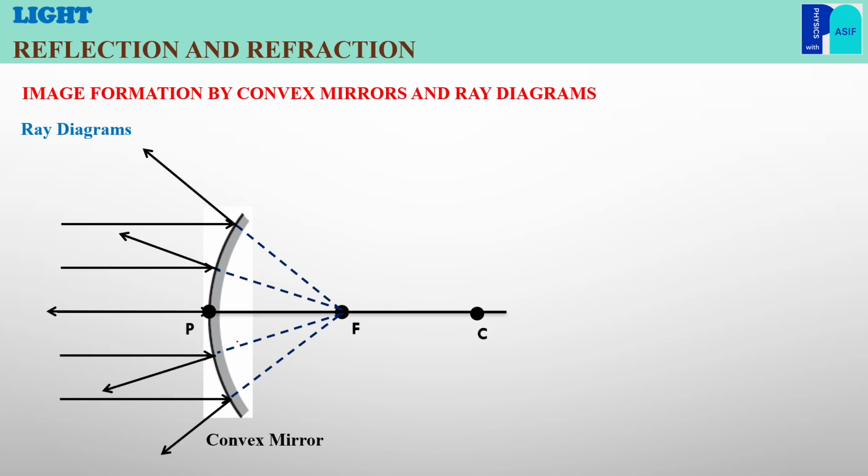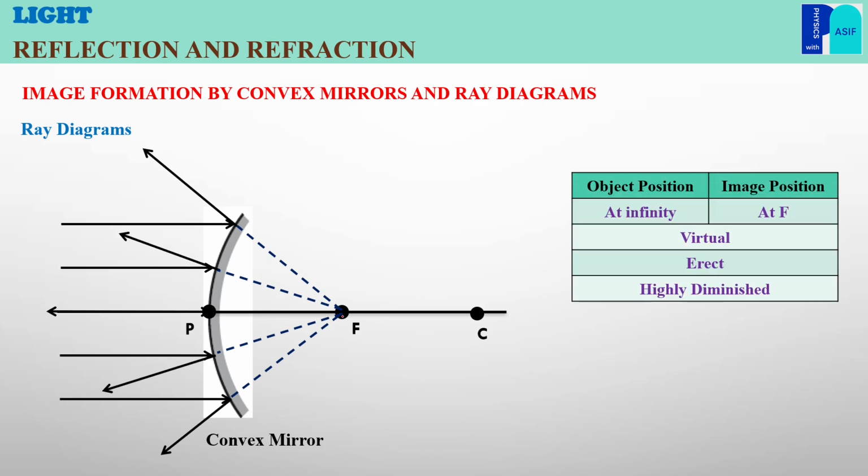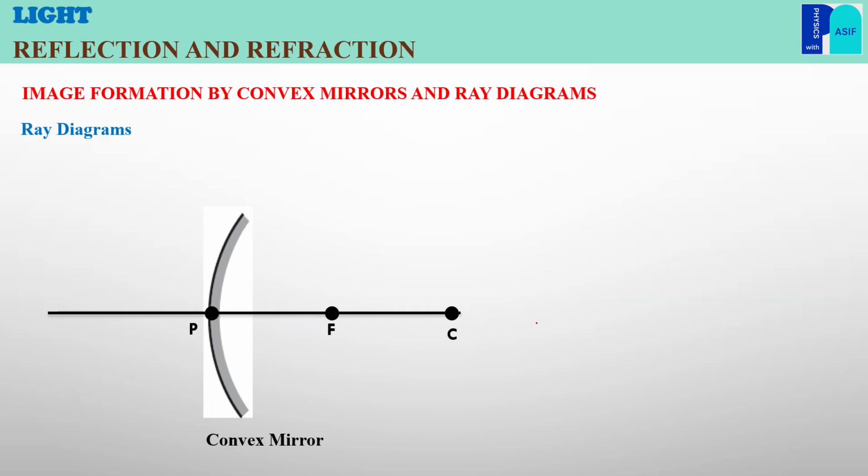Now we note down these observations, that is when the object is at infinity, the image is formed at the principal focus of the convex mirror and the image is virtual, erect and highly diminished. And we go for the second situation where the object is placed at some finite distance and we take two rays that are coming from the object. One is parallel and the second ray is incident obliquely on the reflecting surface of the convex mirror.